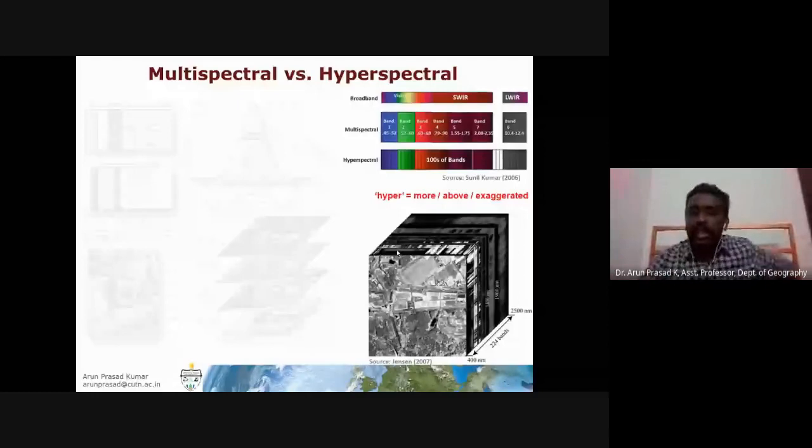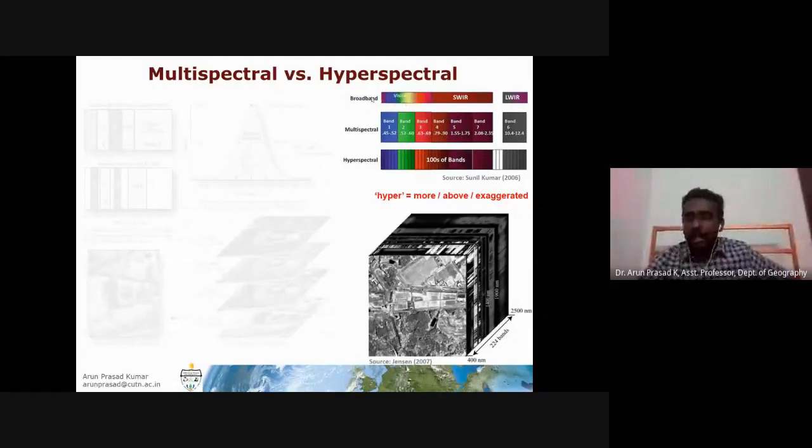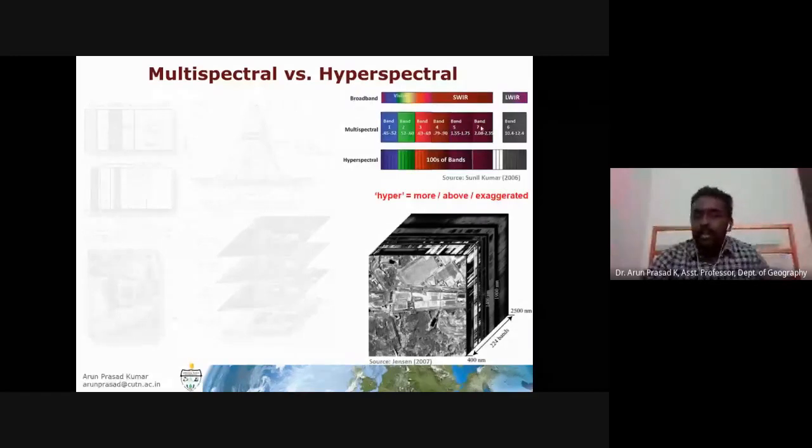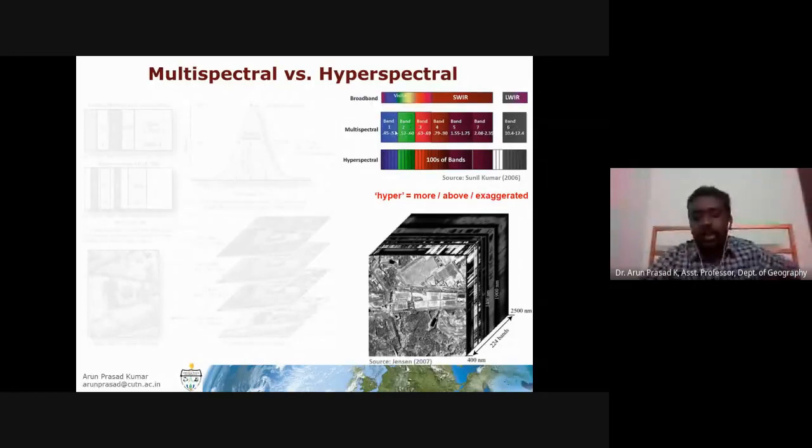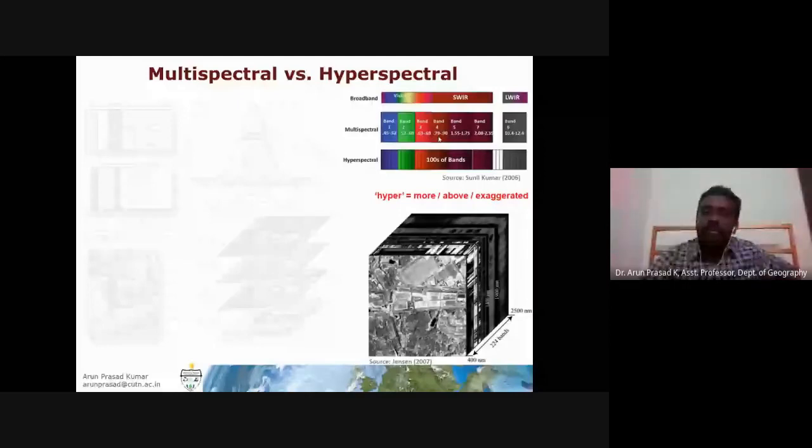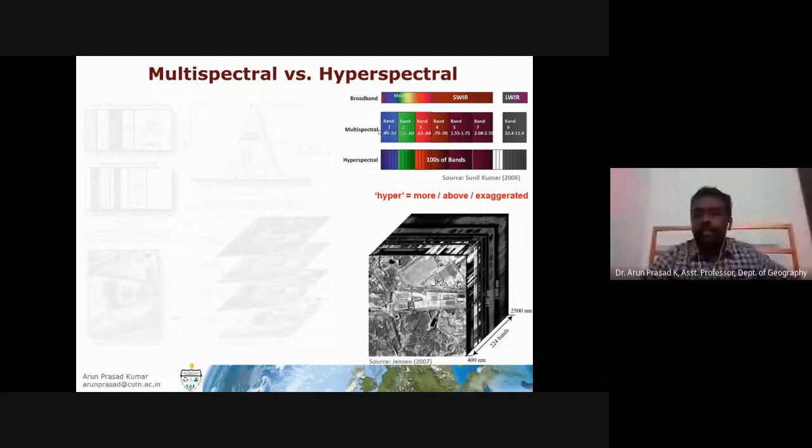So here we understand that this is the broadband, in the sense of EMR: visible, near infrared somewhere here, and shortwave infrared and longwave infrared. In multispectral, how they usually sample is band 1 for blue, band 2 for green, band 3 for red, band 4 for near infrared, band 5 for shortwave infrared 1, band 7 for shortwave infrared 2, band 6 for thermal infrared. This is how they usually sample the data. So every region gets one band, whereas in hyperspectral each of these regions is divided into a number of bands. So you get more bands within this region. We have a plethora of data, a lot of information available now.